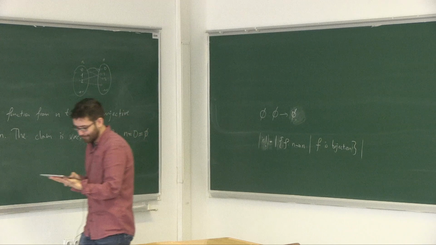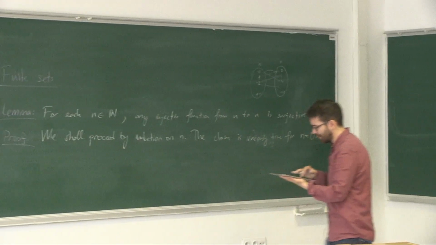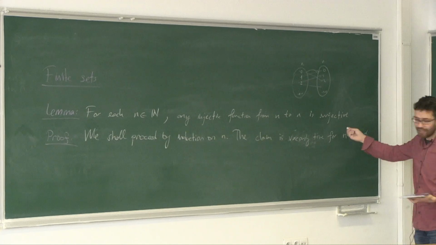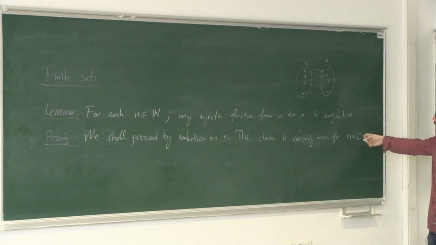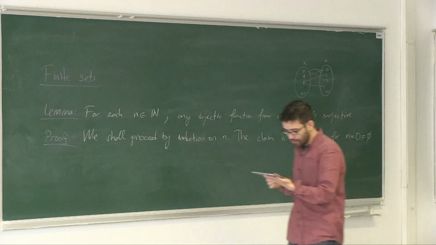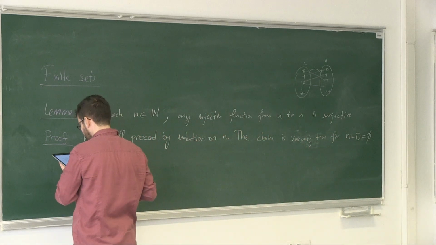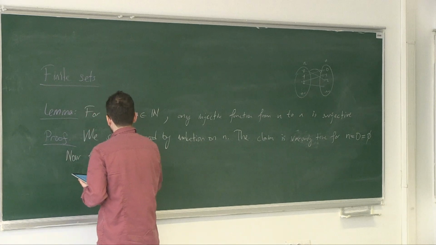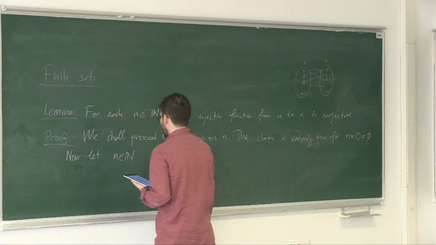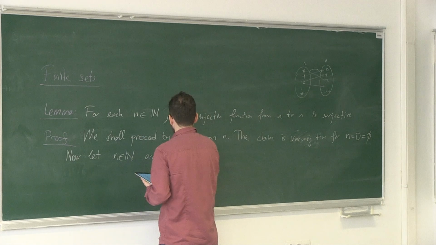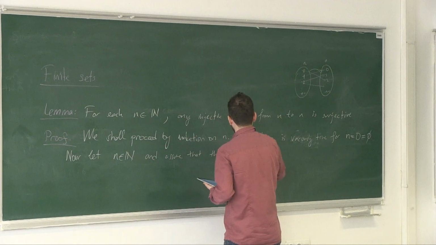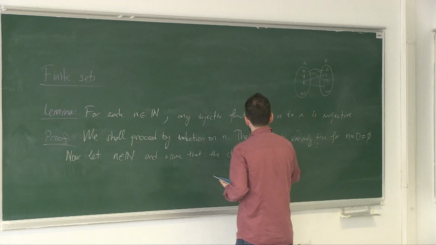Let's go back to what we were doing. What were we doing? We're doing an induction. We did this. We said that the claim is vacuously true for the empty set. Now let n be a natural number and assume that the claim holds for n.